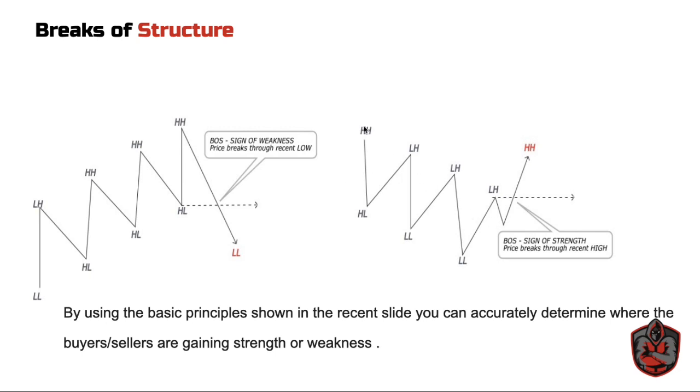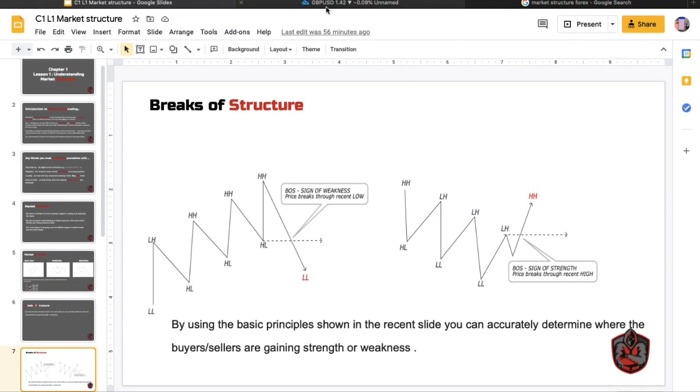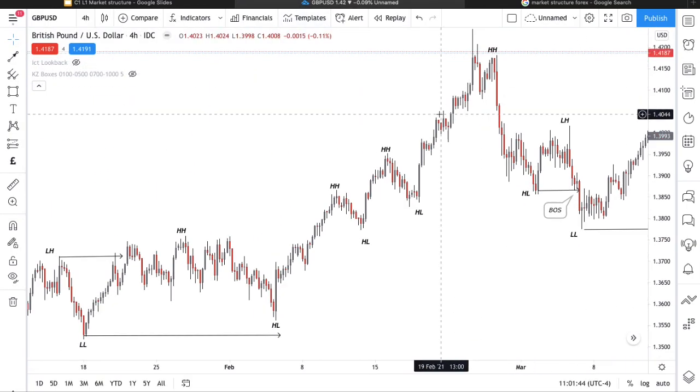Same thing for a downtrend. When price is creating a series of lower highs and lower lows, and price then breaks above the recently created lower high, that shows us that buyers are now coming into power, potentially shifting the direction of the market. So now if I go on GU again and show you an example of this taking place.